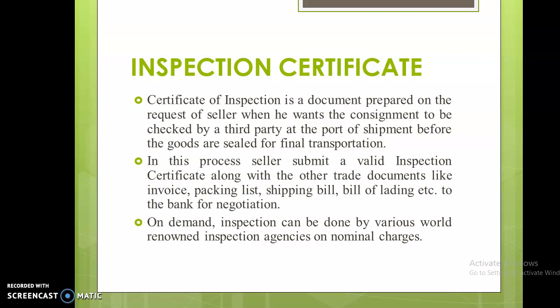All these documents are needed for doing international trade. This is known as international trade documentation.